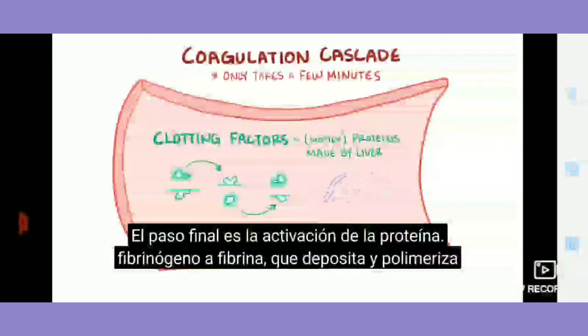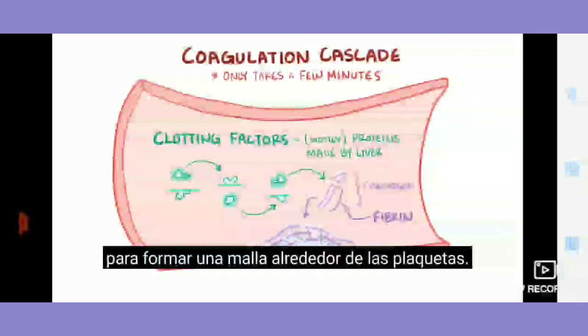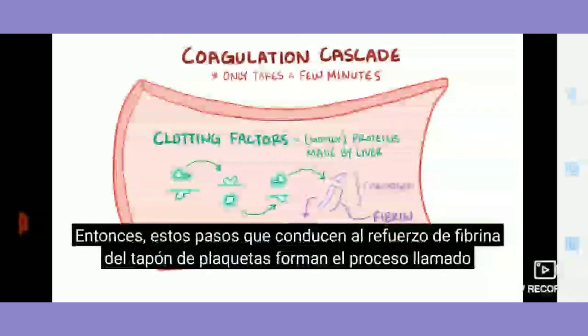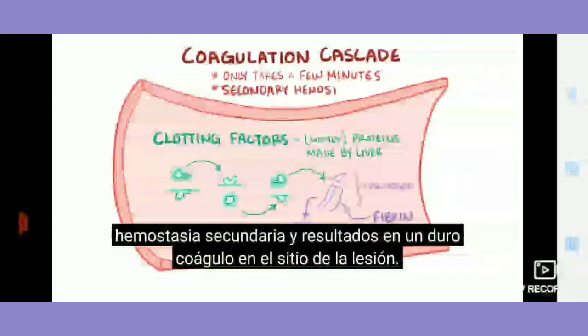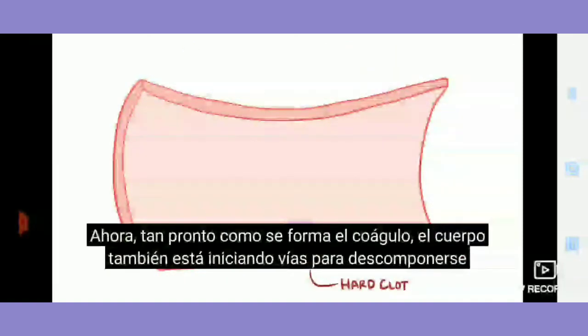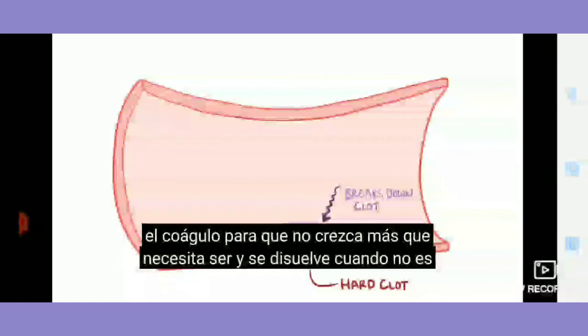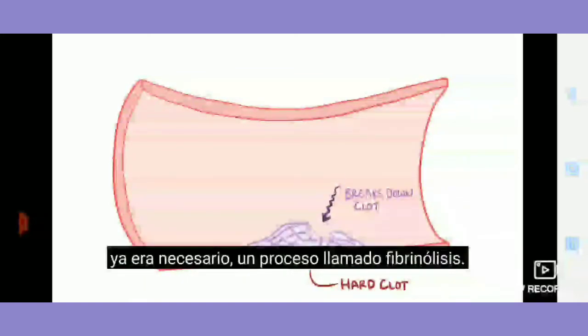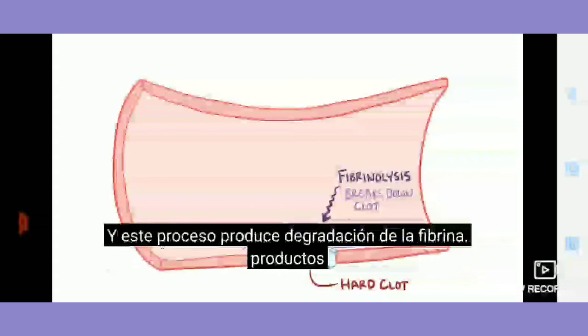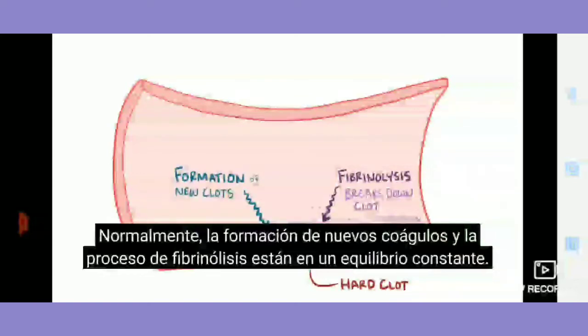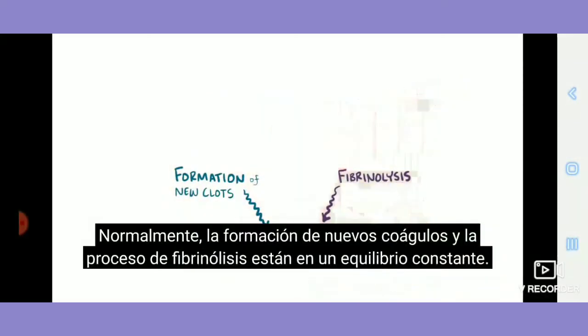The final step is activation of the protein fibrinogen to fibrin, which deposits and polymerizes to form a mesh around the platelets. So these steps leading up to fibrin reinforcement of the platelet plug make up the process called secondary hemostasis and results in a hard clot at the site of the injury. Now, as soon as that clot's formed, the body's also initiating pathways to break down the clot so that it doesn't get bigger than it needs to be and dissolves when it's not needed anymore, a process called fibrinolysis. And this process produces fibrin degradation products. Normally, the formation of new clots and the process of fibrinolysis are in a steady balance.